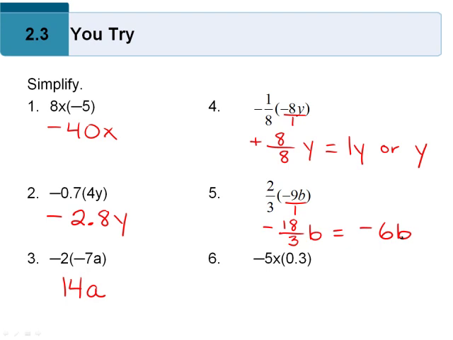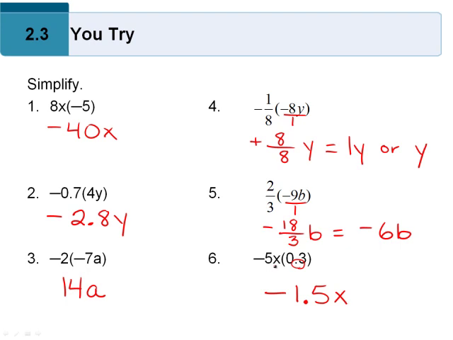And number 6, negative 5x times 0.3. So a negative times a positive is a negative. And if I multiply 3 times 5, I get 15. But I need that one decimal place, so it's going to give me negative 1.5. And don't forget that x.